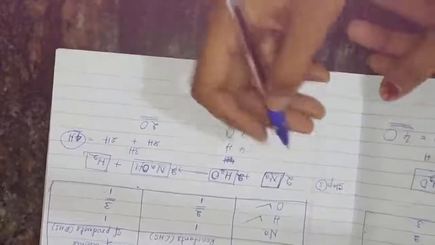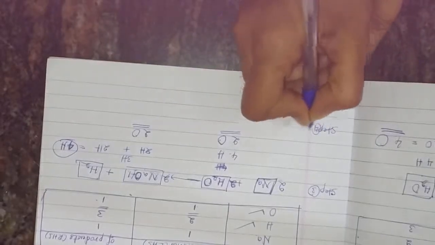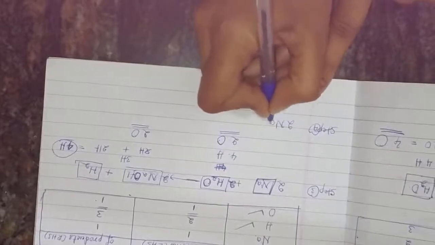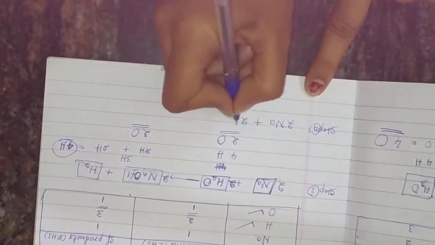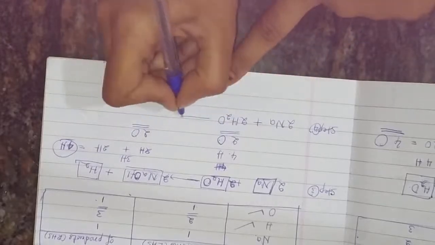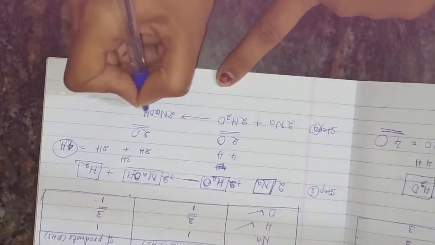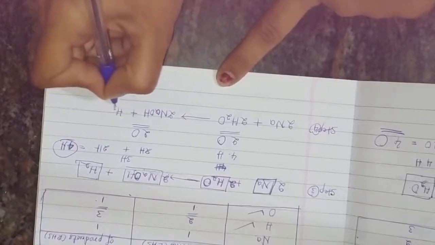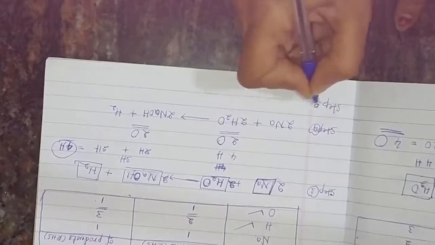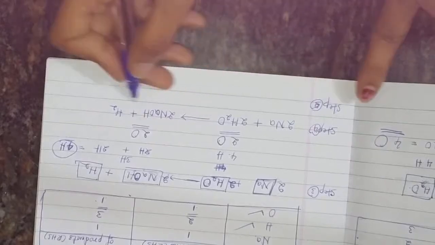Okay, in step 4, we will write as it is. 2 sodium reacts with 2 water molecules to give 2 moles of sodium hydroxide along with hydrogen gas. Okay, already here all the atoms of different elements are completely balanced.